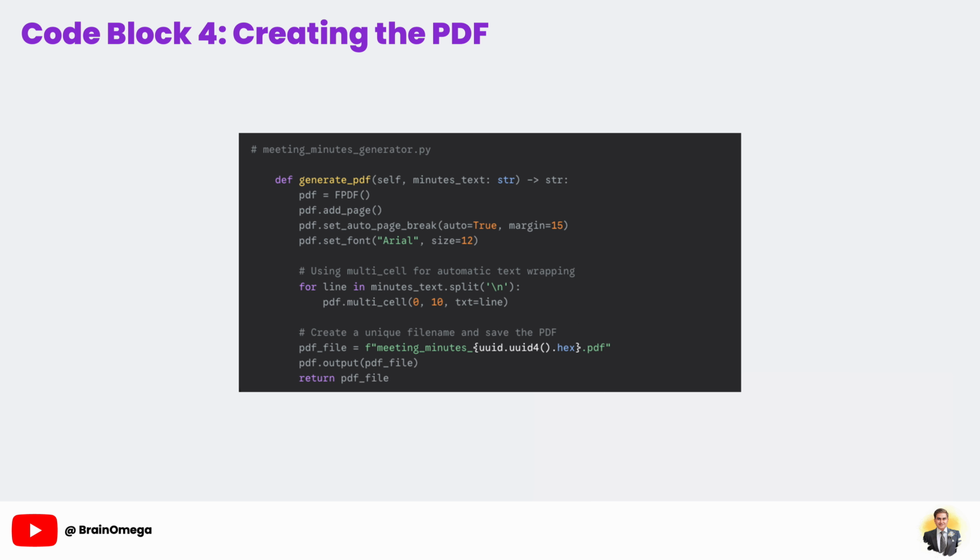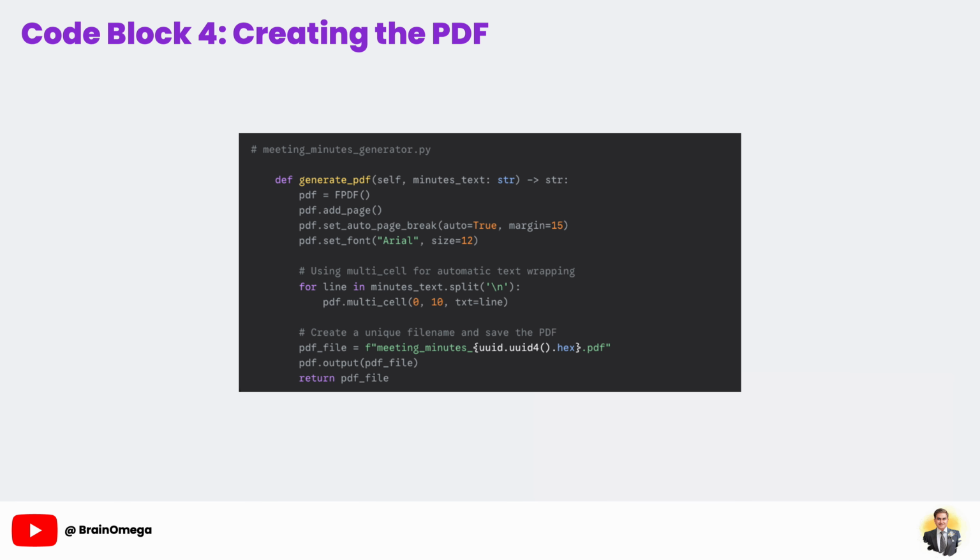Once we have our beautifully formatted Markdown text, we need a way to present it professionally. That's where the generate PDF method comes in. This function uses the fpdf library, a simple and effective tool for creating PDFs in Python. We initialize a new PDF object, add a page, and set a standard font like Arial.